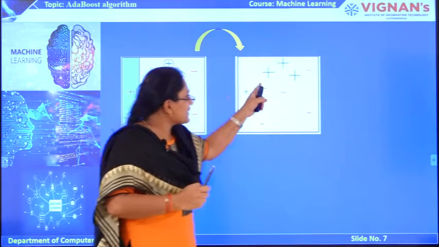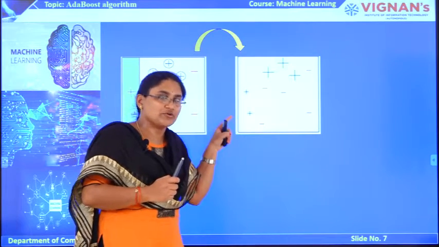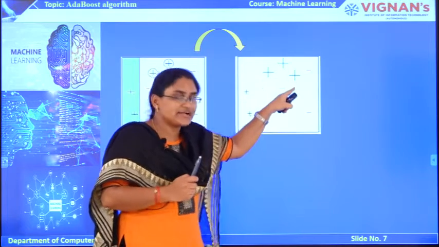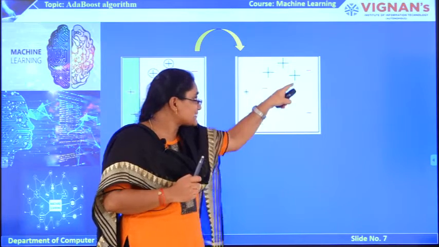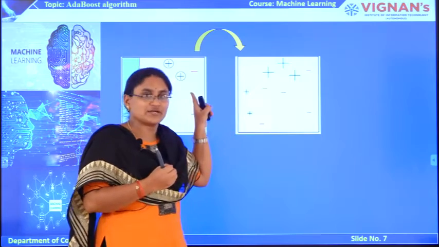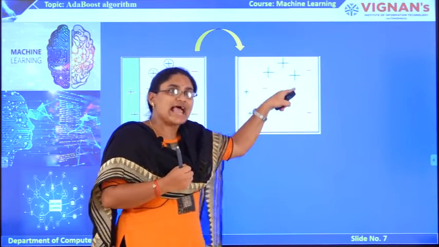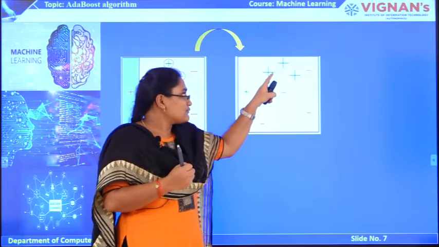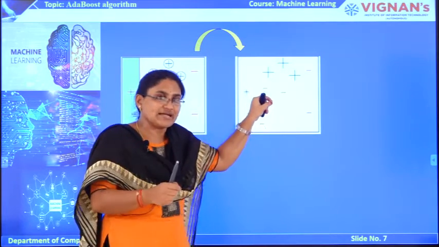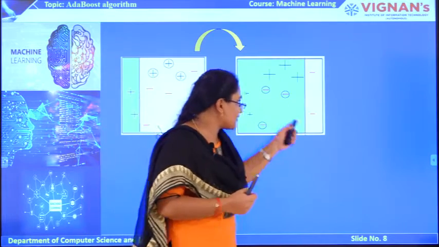So see here, next we update the output of this first stump with the highest weights for those misclassified data points. These 3 plus symbols get a bigger size compared to the previous one. So here we are assigning the highest priority to these misclassified positives. After assigning the highest weights, we apply the next data stump, that is D2.